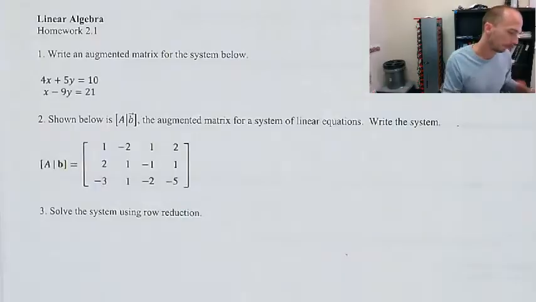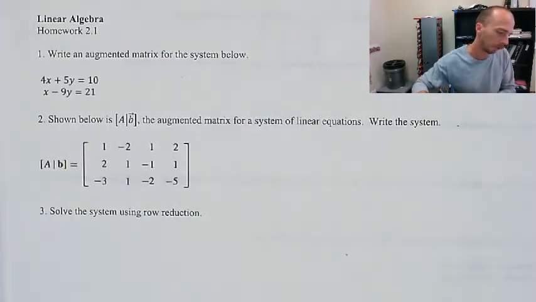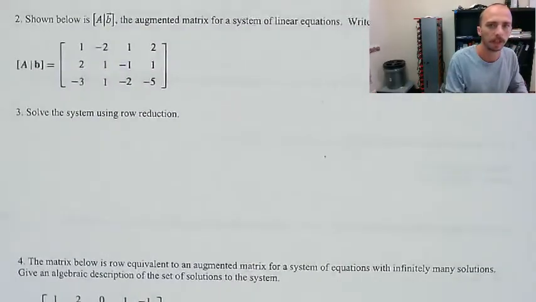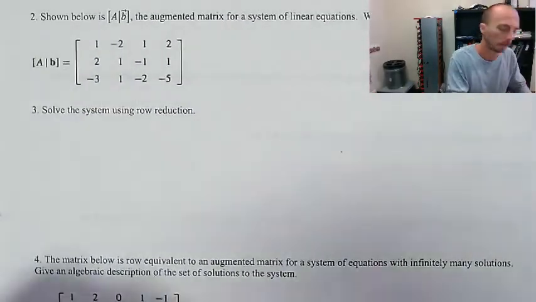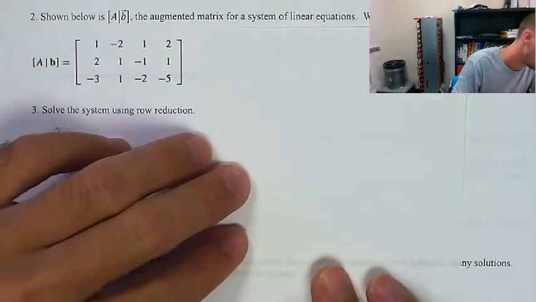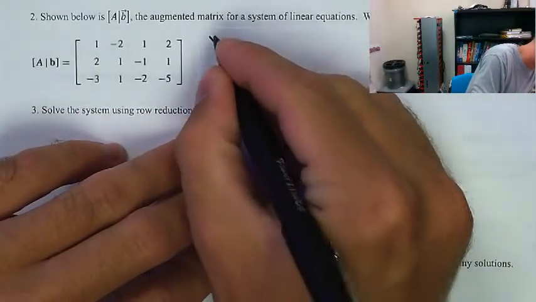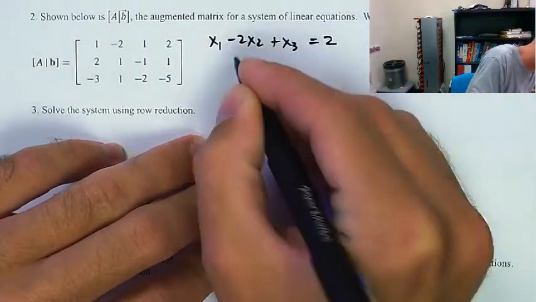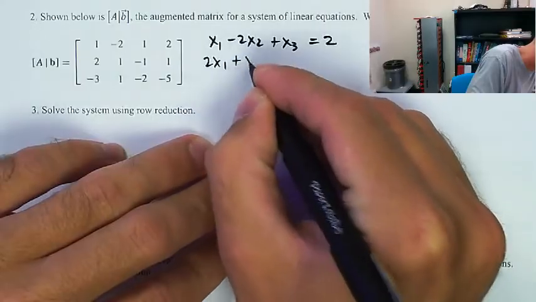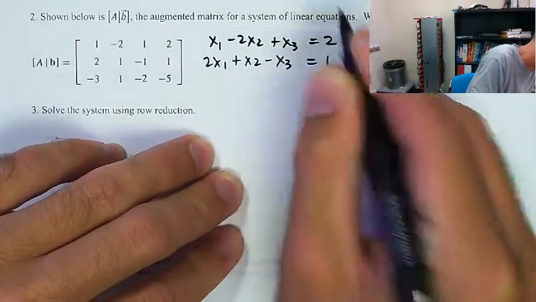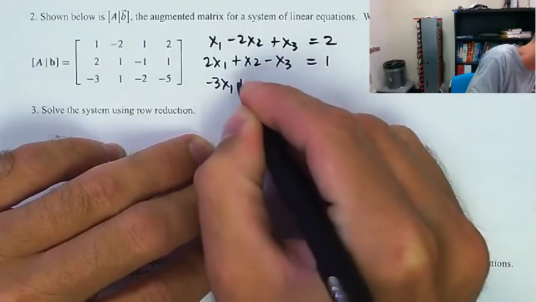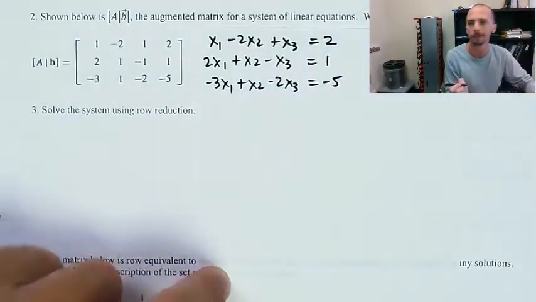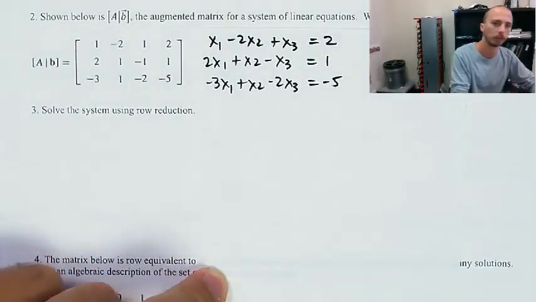Okay. Now, secondly, we're going to start with an augmented matrix, and then we are going to write the system. I'll just write it real quick over here. x1 minus 2x2 plus x3 equals 2. 2x1 plus x2 minus x3 equals 1, and negative 3x1 plus x2 minus 2x3 equals negative 5. That's the system that we're going to solve using row reduction.